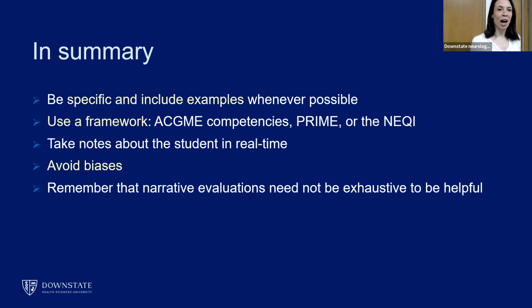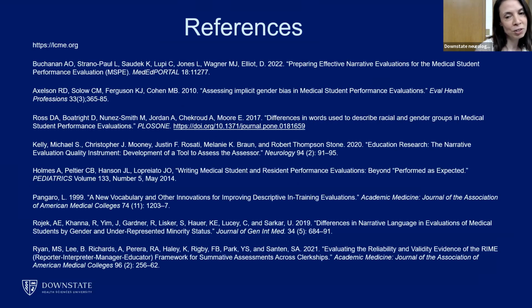So in summary, our suggestions are to be as specific as possible and use examples whenever possible. To use one of our frameworks, the ACGME competencies, PRIME, or the NEQI. Before you're even writing, we recommend to take notes about the student in real time, to avoid biases, and remember that narrative evaluations need not be exhaustive in order to be helpful. We have these references in case you're interested, and want to thank you so much for joining us today.